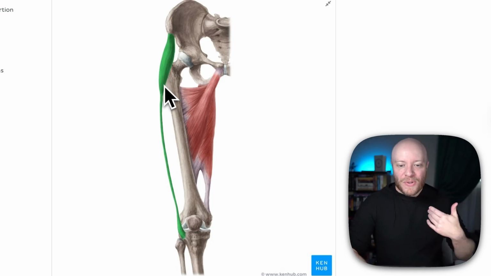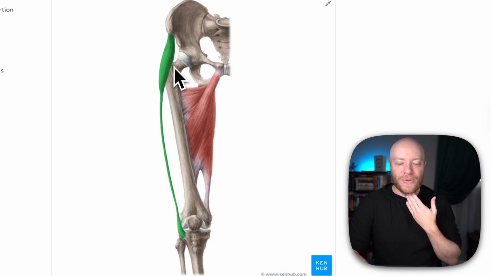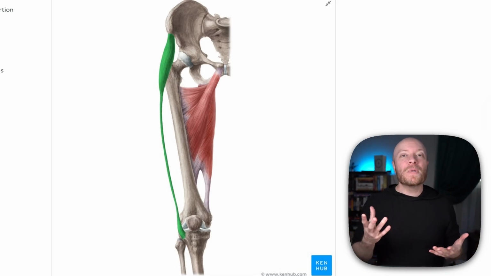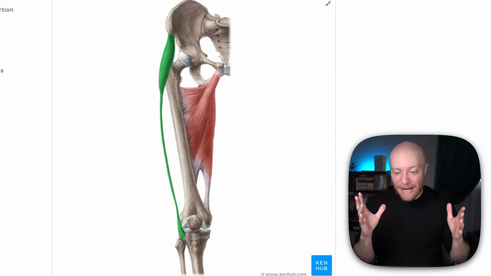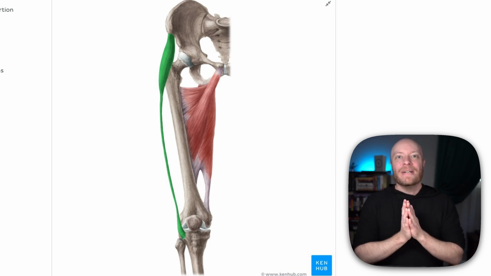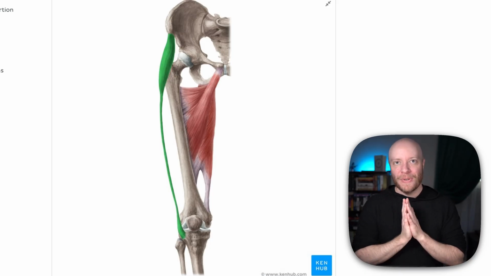And so in this instance, you could really think of the TFL being similar to the anterior deltoid. It just doesn't say gluteus in its name. So most people forget, even those who've taken anatomy courses, forget that this muscle is indeed a gluteal muscle. It is the hidden fourth gluteal muscle.